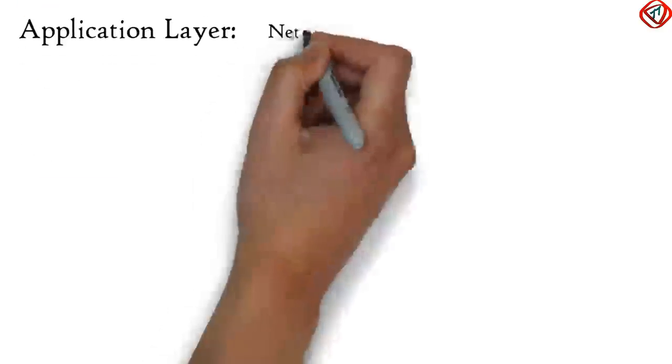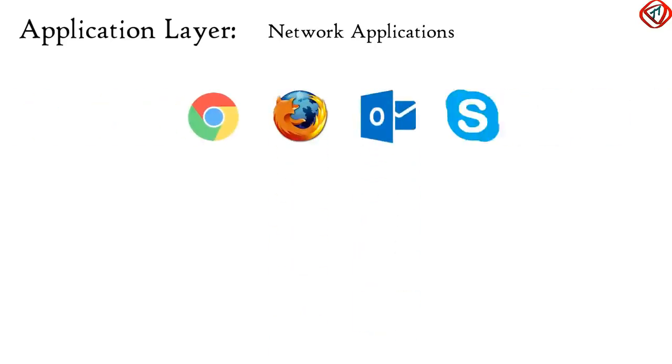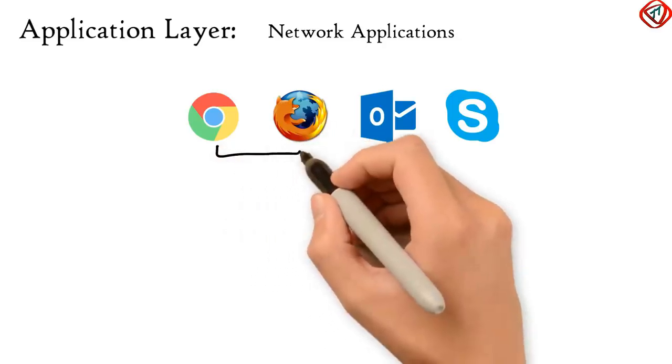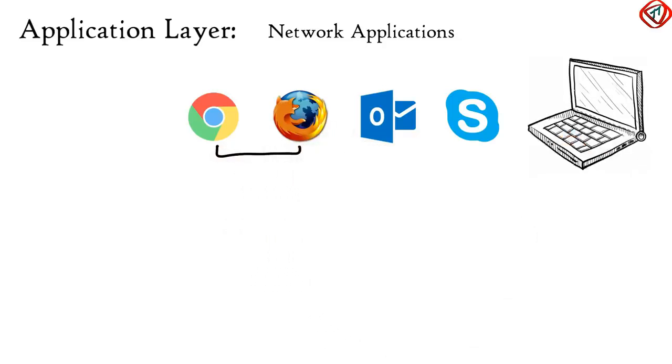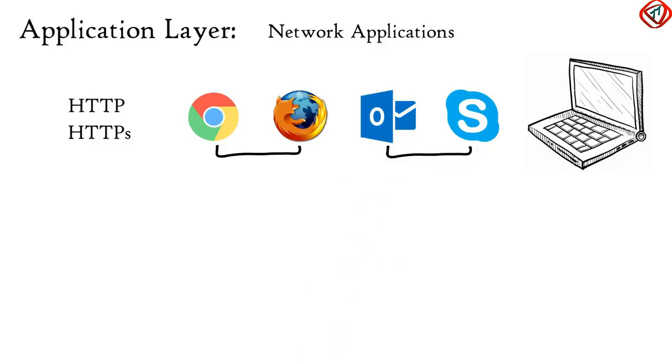Application layer is used by network applications. Network application means computer applications that use internet like Google Chrome, Firefox, Outlook, Skype, etc. A web browser is a network application running in your PC. It does not reside in the application layer, but it uses application layer protocols HTTP or HTTPS to do web surfing. Not only web browsers, but all network applications including Outlook, Skype, etc. are dependent on application layer protocols to function.